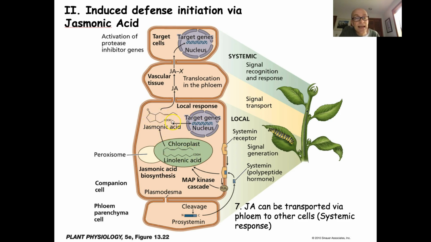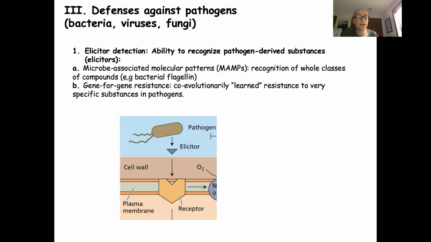But jasmonic acid itself can also move away from the local level to the systemic level through translocation in the phloem. So it can go into the vascular tissue and then can be moved to other target cells, potential target cells for future attacks. So that's where this local and the systemic part comes into play. So the plant can move this from one place where it's currently under attack to another place where attack is maybe imminent. Okay, so that is jasmonic acid and how it's working as a defense mechanism.